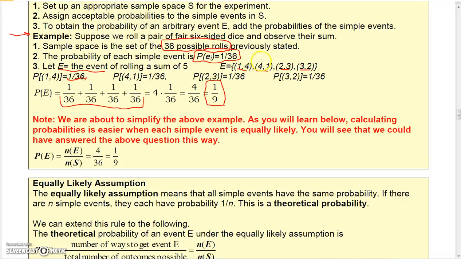Now, we're going to find out in a minute that if the events are equally likely, we can just count the number of elements in the event space, and then divide that by the number of elements in the sample space. So in other words, as long as I know that each of these simple events is equally likely, then to get the probability of E, I can just count how many elements are in the event space, which in that case was 4, and then divide it by the number of elements in the sample space, which was 36, and then of course reduce it to 1/9.